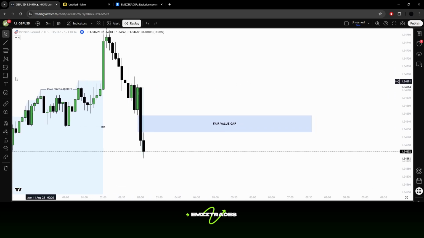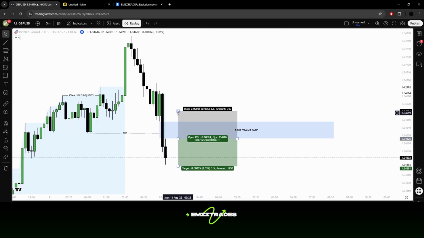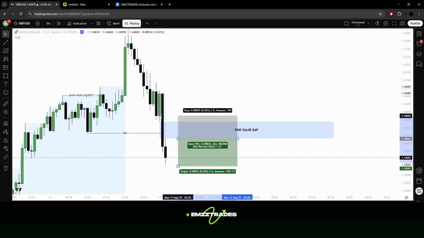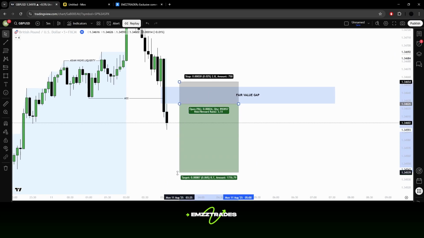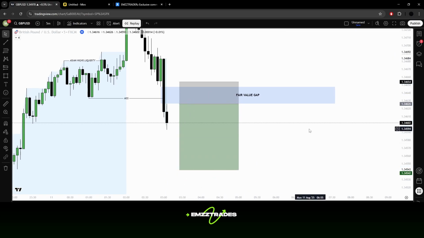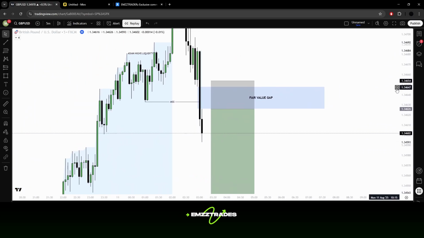But let's carry on with this. What I need to do now is place my short position right there. Place your stop loss just around this area right here. You can give it a little bit of breathing room above the fair value gap, and then your take profit will be a 1-to-3 risk reward ratio, because we only do 1-to-3s with this strategy, right?